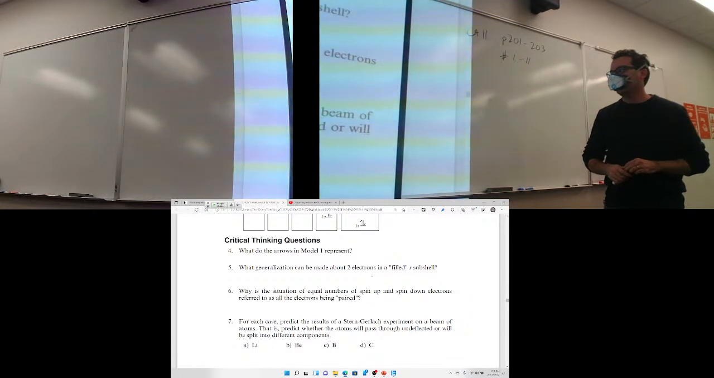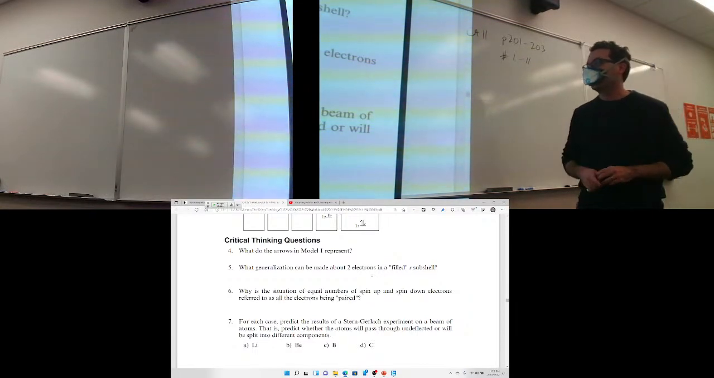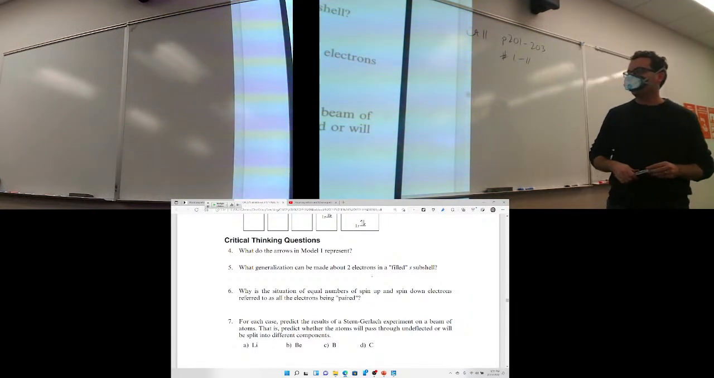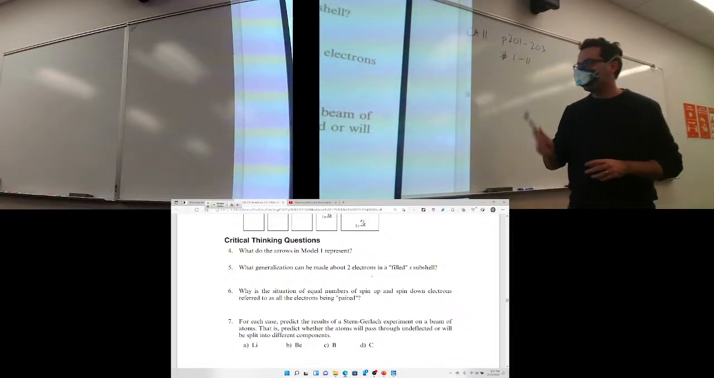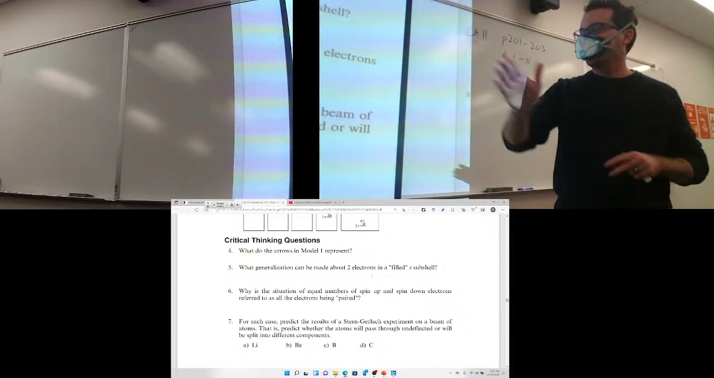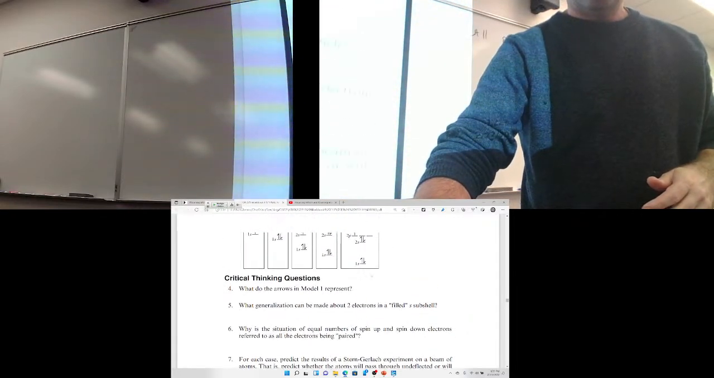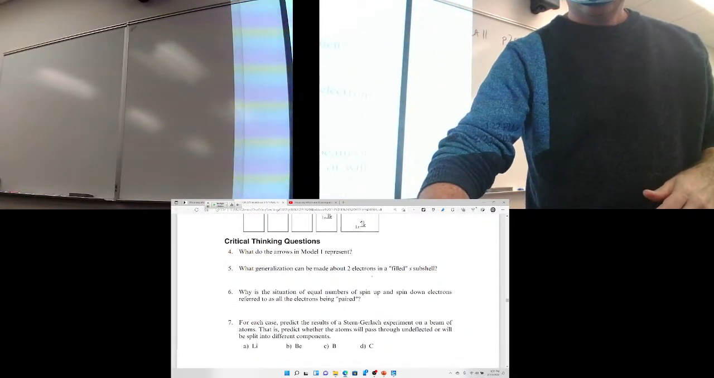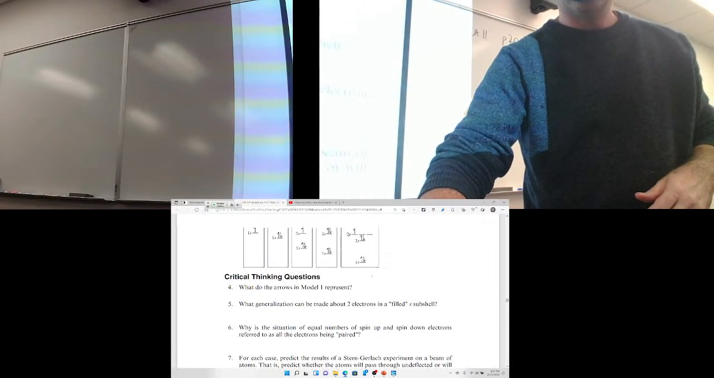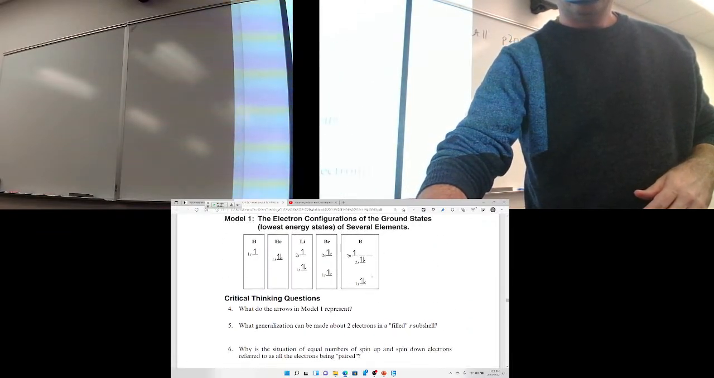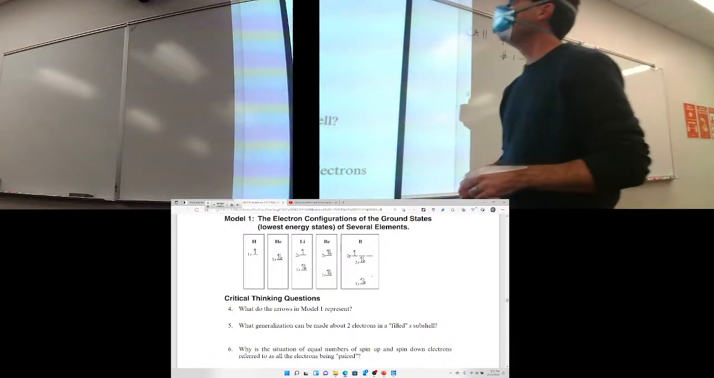Predict the results of a Stern-Gerlach experiment on a beam of atoms. So for each of these materials, will they just pass right through, or will they deflect just like silver did? And if you look at, so we're doing lithium, beryllium, boron, and carbon. These are the last 3 plus carbon.